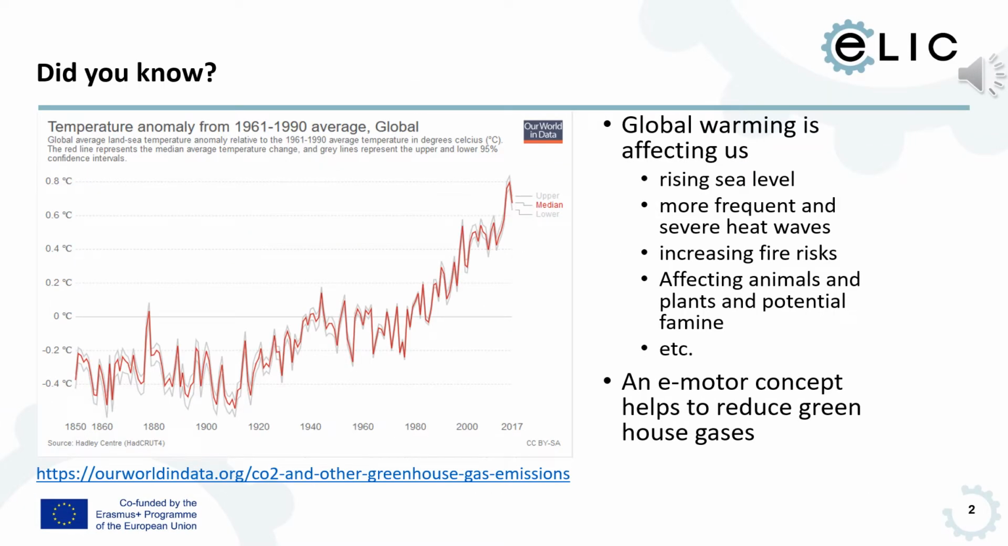Global warming is affecting us. We have rising sea level, more frequent and severe heat waves. We have increasing fire risks. We have effects on our nature affecting humans, animals, diseases, etc. An e-motor concept will help us to reduce the greenhouse gases, and this chart here in the slide shows us the increase of the global warming, which seems to become an exponential curve.